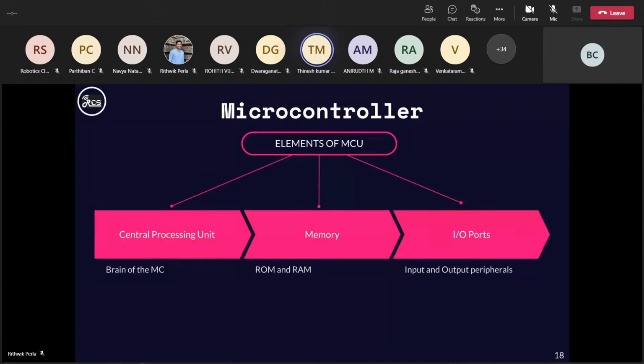Yeah, so okay, there are three core elements. They are the CPU, that is central processing unit, and the memory unit, and the input-output ports. Let me brief you on these three core elements.